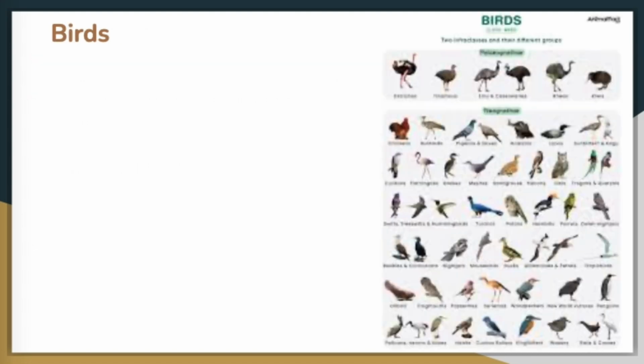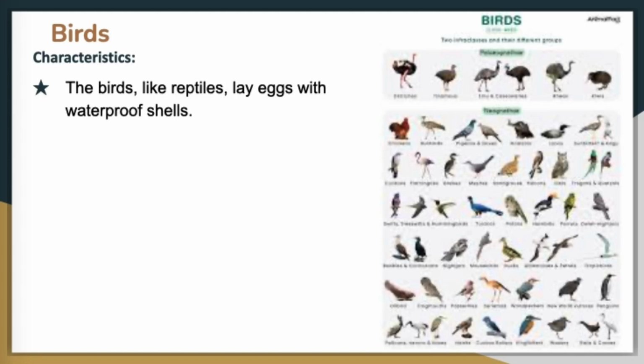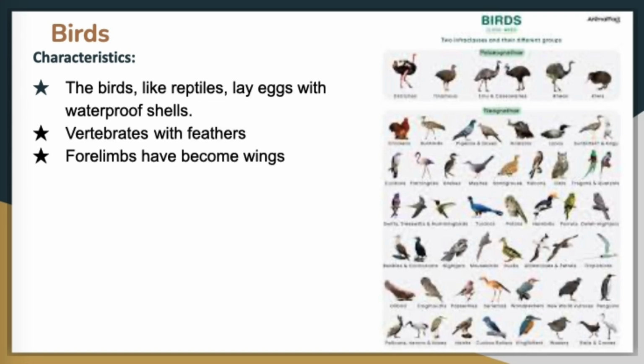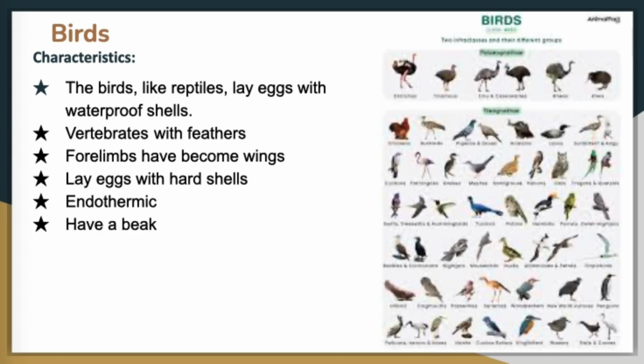Next, we have class birds. Class birds, like reptiles, lay eggs with a waterproof shell, but theirs are harder. They are vertebrates with feathers. Forelimbs have become wings. They lay eggs with hard shells. They're endothermic, which means they're warm-blooded. They have a beak, and their heart has 4 chambers.